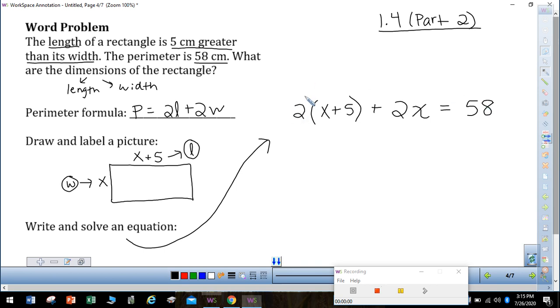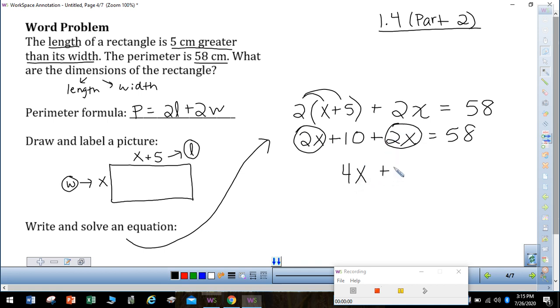So notice how now we've turned this into a nice equation that looks similar to the equations that we were solving earlier. So going through our steps, let's go ahead and start by distributing the 2. Then we're going to combine like terms, so the 2x and the other 2x makes a 4x.